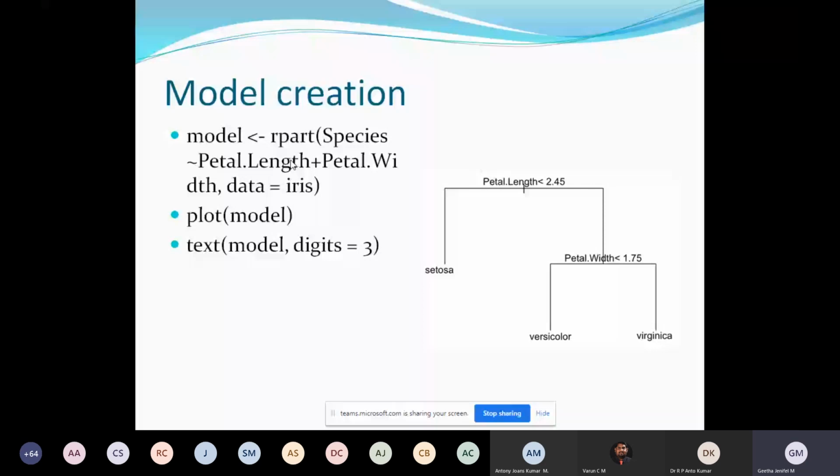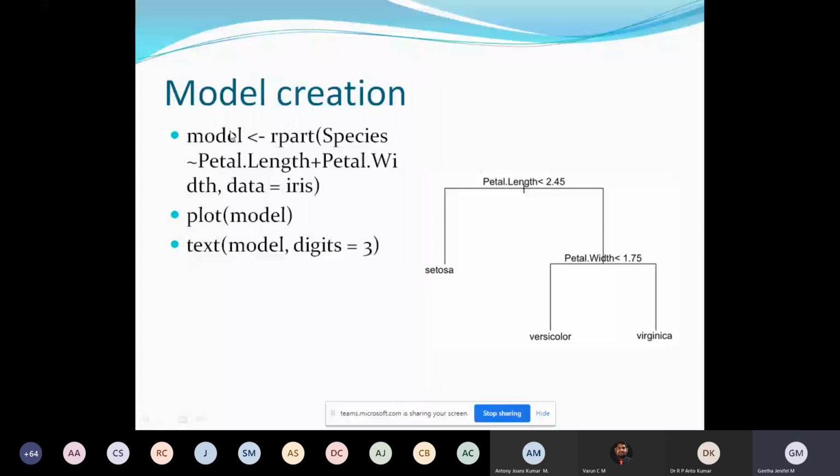So this is based on the data set. Data is equal to iris, the given data set. My data set resides in the variable iris, so data is equal to iris. This is the model creation. First I use the algorithm, then the output variable, tilde symbol, followed by the input. So based on the petal length and petal width, I am going to predict the species of the iris flower. After the model is created, the result resides in the variable model.